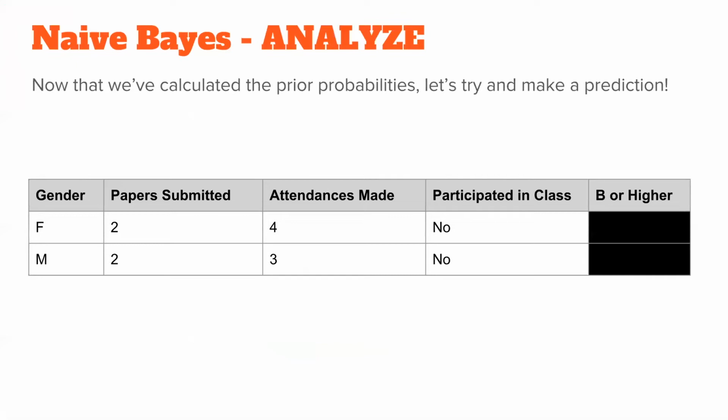She submitted 2 papers, 4 attendances made, and she participated in class. She did not participate in class. Next one's a male. They submitted 2 papers. They made 3 attendances, and they also did not participate in class.